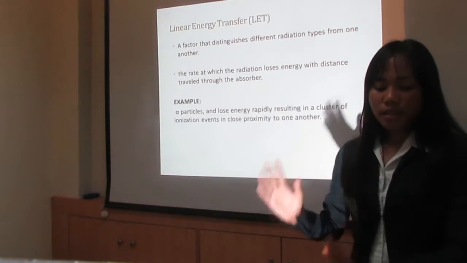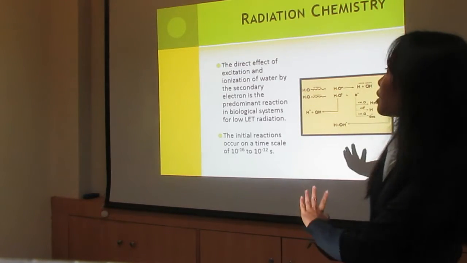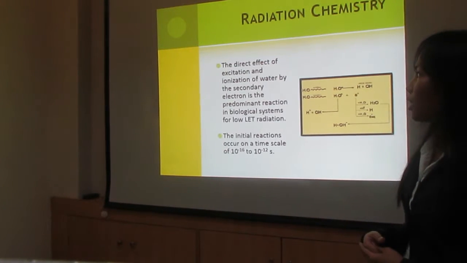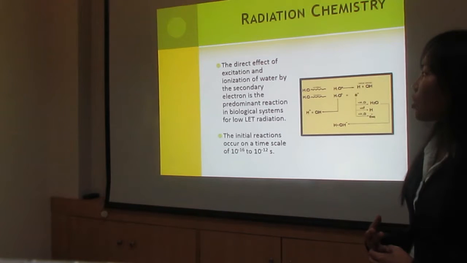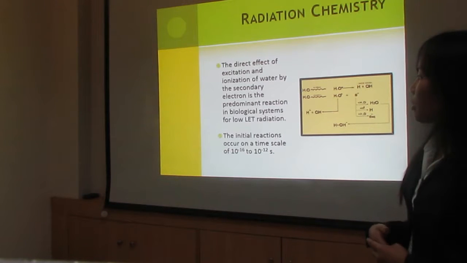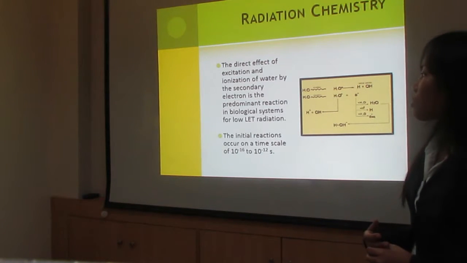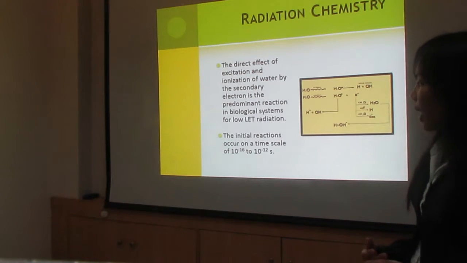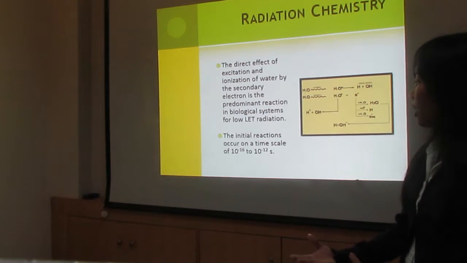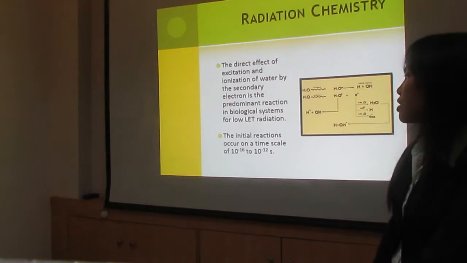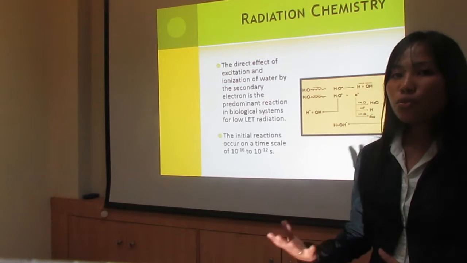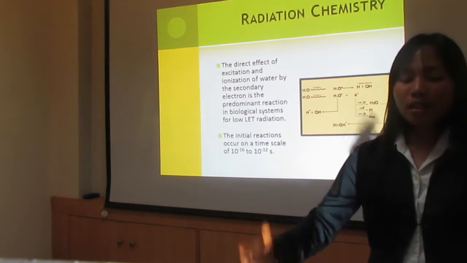Let's back up the slide. I forgot to discuss this. The direct effect of ionizing radiation: the excitation and ionization of water by the secondary electron is the predominant reaction in biological systems for low LET radiation. The initial reactions occur on a time scale of 10 raised to negative 16 to 10 raised to negative 12 seconds. This time scale produces the initial products, which we will discuss later.